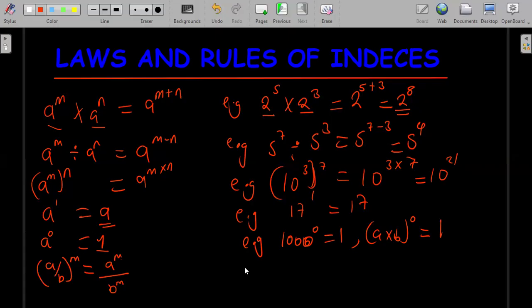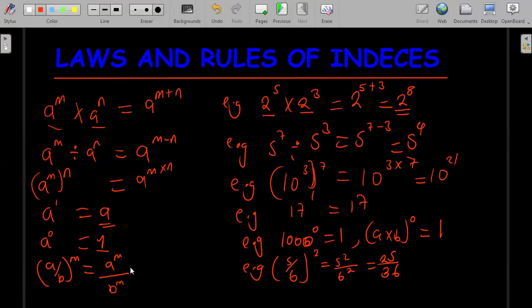For example, if you get 5 over 6 and you power it to 2, that means you get 5 to the power 2 divided by 6 to the power 2. So 5 to the power 2 is 25, then 6 to the power 2 is 36. So that's what you get there.